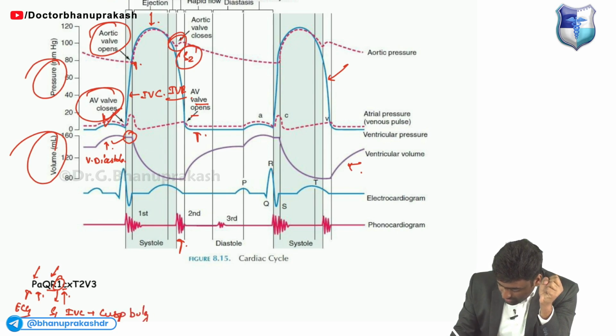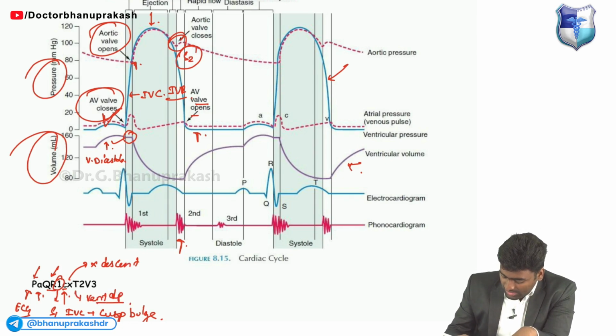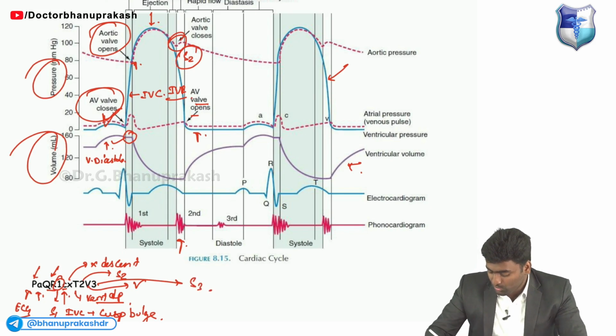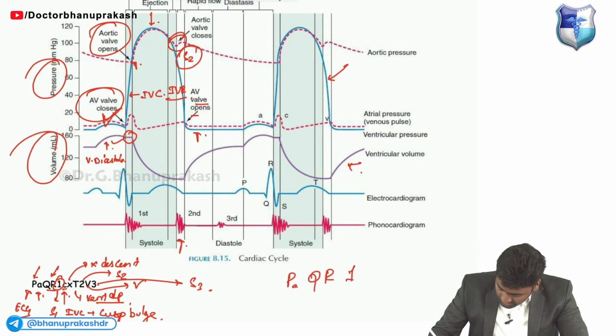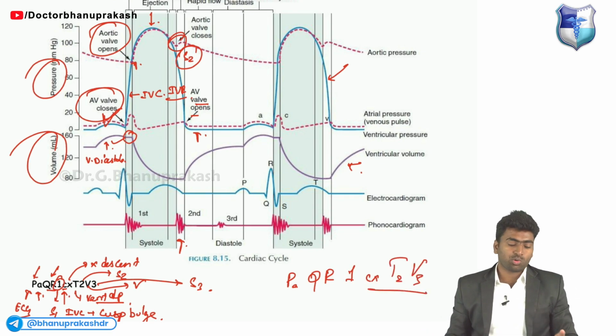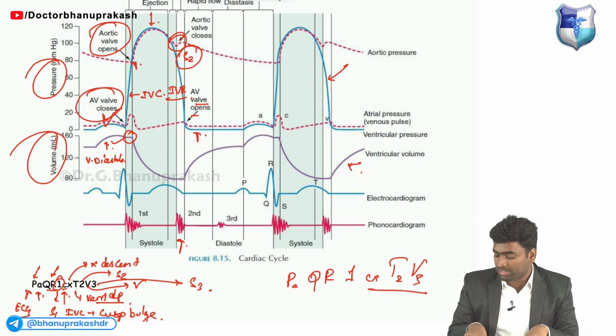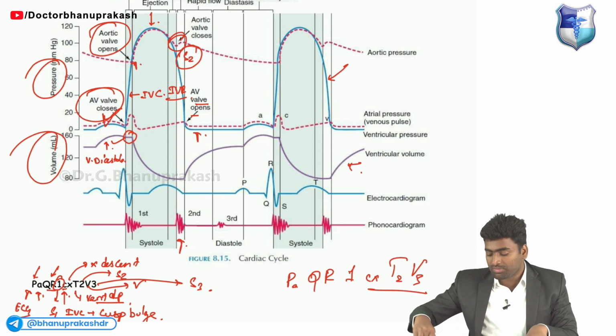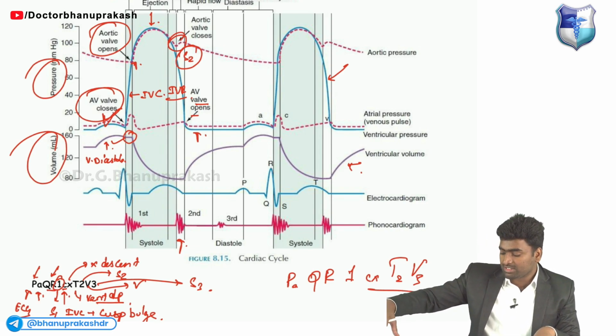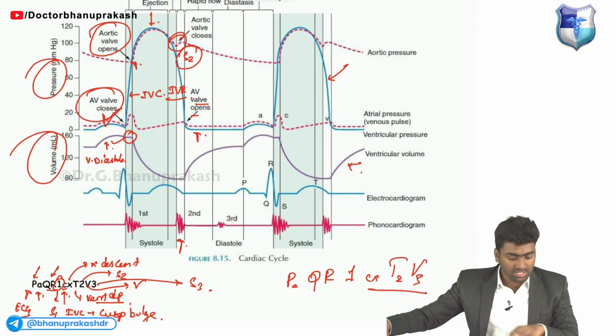cusp bulge, and followed by the X descent, and it is then the ventricular depolarization. Then there will be S2, then the V wave, then the S3. Remember, this is the mnemonic P A Q S1 C X T S2 V S3. Sometimes they will ask you what is the sequence of these waves. P wave, A wave, QRS complex, then first heart sound, then C wave, then X descent, then T wave in ECG, then second heart sound, then V and then S3. So just remember this.